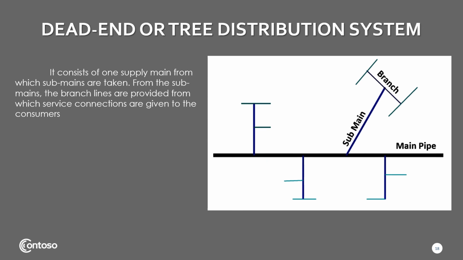Dead end or tree distribution system. It consists of one supply main from which submains are taken. From the submains, the branch lines are provided from which service connections are given to consumers.